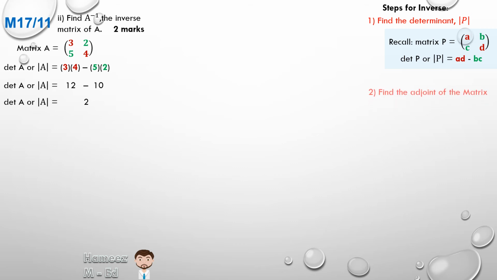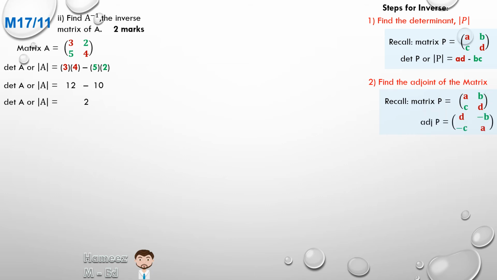Step 2 now, find the adjoint of the matrix. So the adjoint matrix is another matrix in which the terms were rearranged. So how do we rearrange it? Well, we switch the major diagonals, or the red terms, so the D is up on top and the A is down below, and we change the signs of the minor diagonals, the green terms. So we'll get D, minus B, minus C, A.